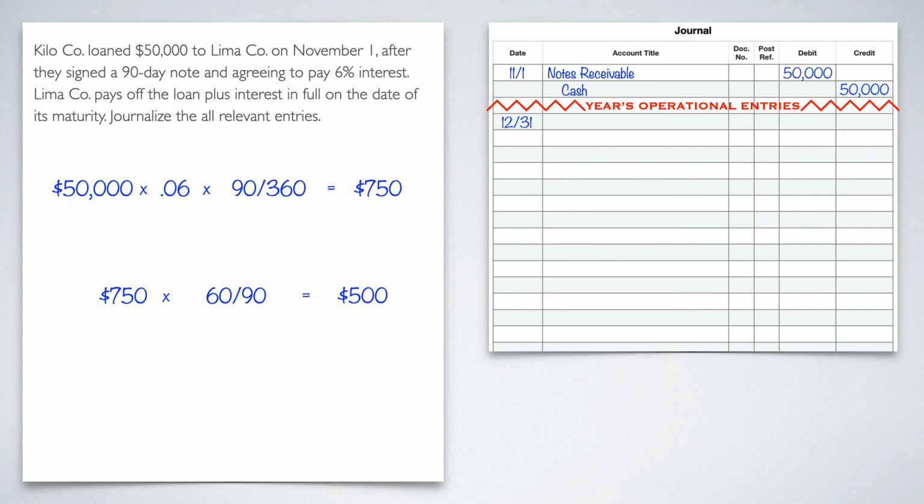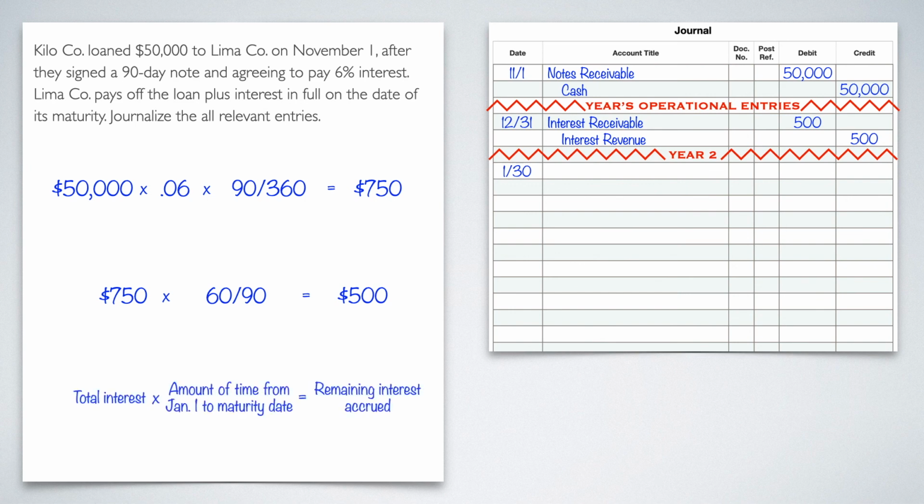All right, so to finish up our journal entry for this one, it would be interest receivable because we're not getting cash yet. They still owe us 500. And then interest revenue, because we're going to claim it as revenue since we earned it in this year, of 500. Then we go to year 2. They're going to pay it off. So now we're going to go into 1/30. That is 90 days past November 1st. We need to calculate the rest of it, which, if you do 750 minus 500, gives you 250. But just to show you it does work out that way, it is going to be 750 times the remaining 30 of the 90 days. That will give you the remaining 250.